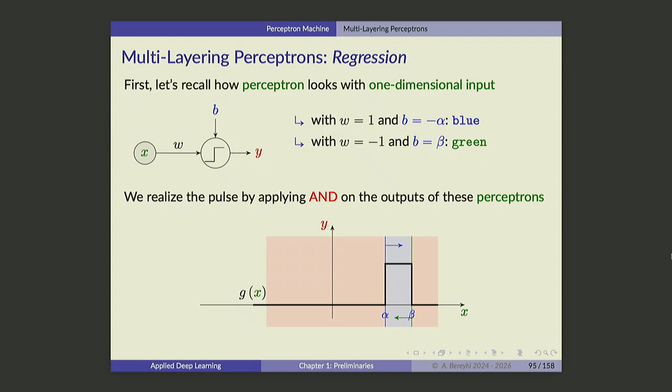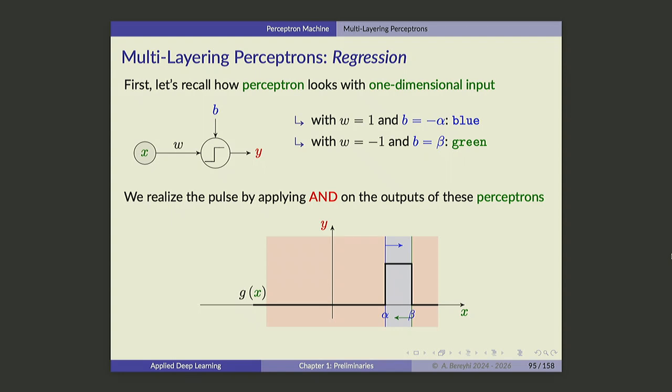Everybody's cool? So what I am doing, I get my x. I'm going to check it with alpha, the first point on the first boundary of the pulse. I also check it with beta, right? And then I AND them. So this guy is going to give me 1 when my x is in between. It's going to give me 0 when x is out of the interval, right?